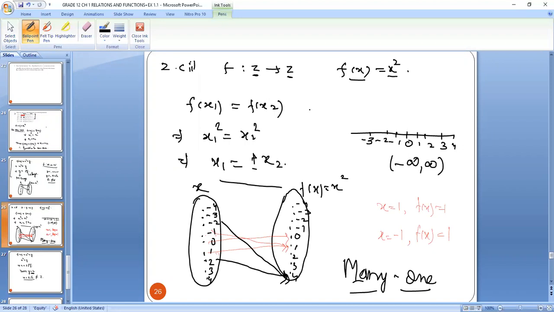The function is many-1 and the function is not onto, because every element should have a pre-image, but y equal to 2 has no pre-image. Even minus root 2 will be an imaginary number, right? So this function is not onto.